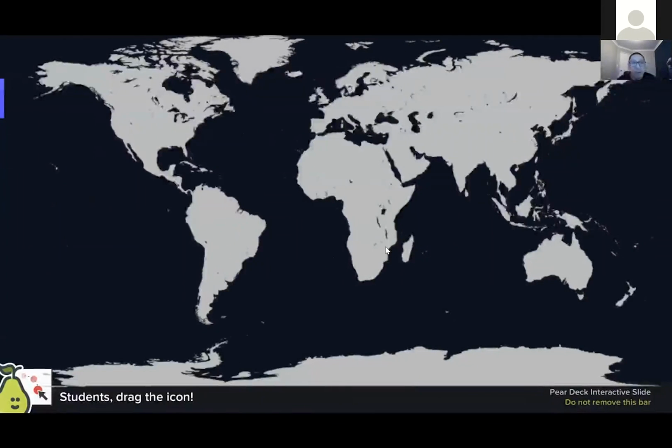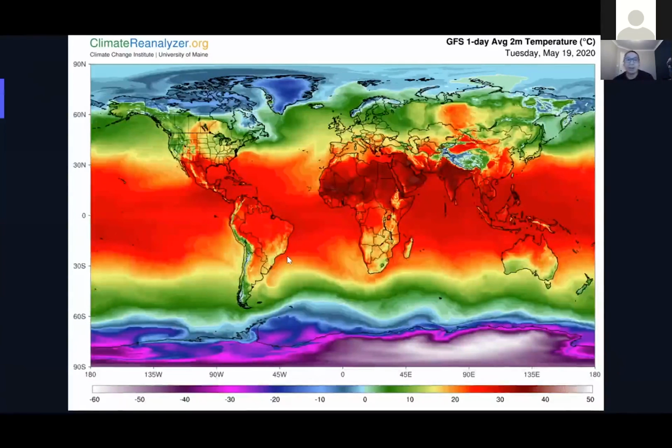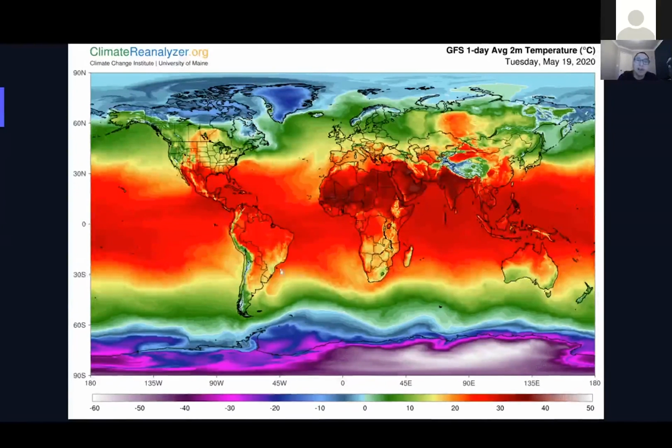I was going to do a Pear Deck, but it didn't matter. Here's your map of the world, but I've got a heat map, right? And this was really cool. There was this site called Climate Reanalyzer, and basically you can take all this global weather data and have a look at it over long periods of time. So this was the weather data for 2 days ago, because I grabbed this picture yesterday, so I could only have the day before that. And it was really cool. These are the maximum temperatures, and you can see here that there's this really interesting band of hot weather through the center.